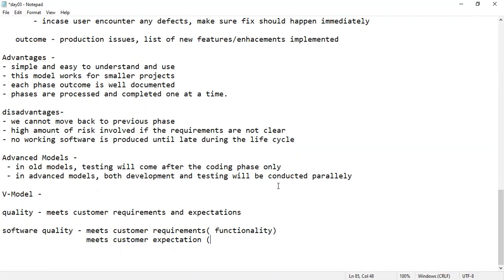We have to satisfy their expectations. Then only we will be delivering a quality product. So what are their expectations? Performance wise, it should be very speedy and quick.